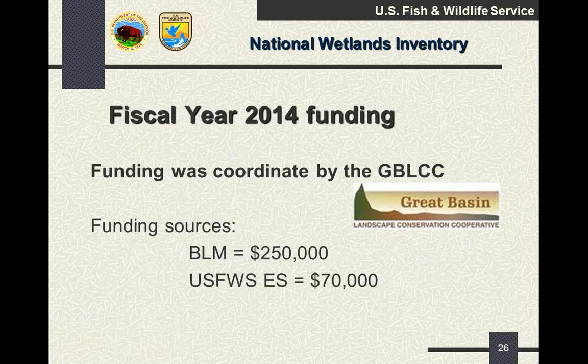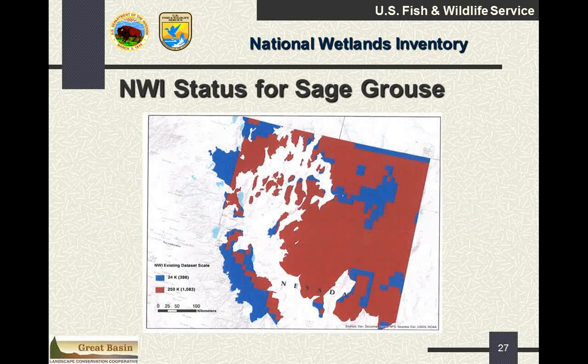The funding was coordinated by the Great Basin LCC for the project, and the funding sources were BLM, and the Fish and Wildlife Service ES office also kicked in some end-of-year money last year. So we got the project started with that. This was our initial planning map when we were trying to figure out where the need was. The red shows where the existing 1 to 250,000 scale data was in conjunction with the Sage-Grouse pack. And then the blue shows where we had existing hard copy maps.